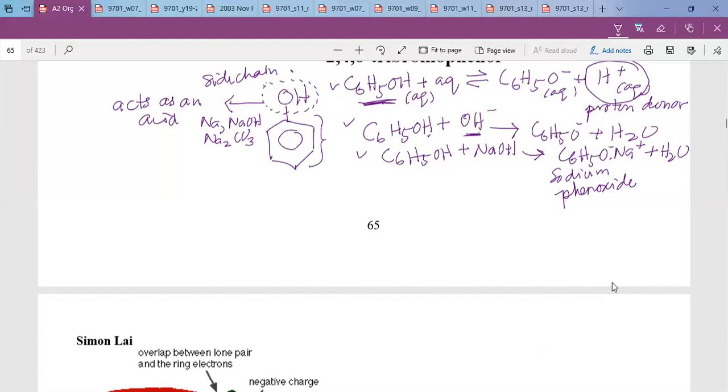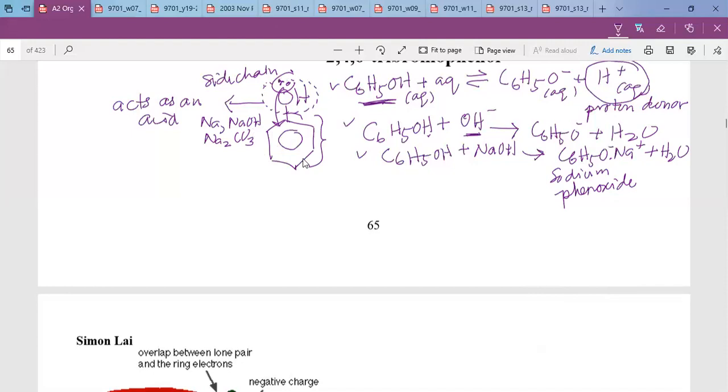Remember I told you that the lone pair here overlaps with the pi electrons of the benzene ring here. The pi electron trap here makes this ring more reactive.